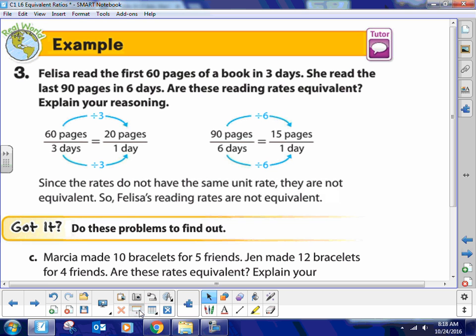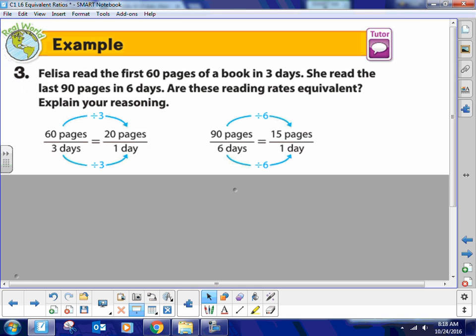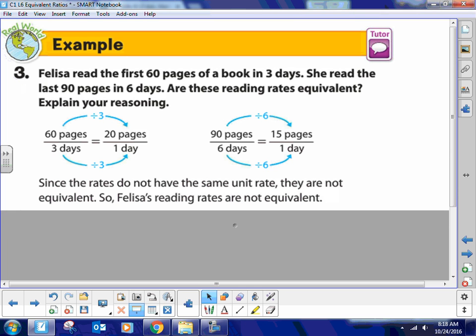We got another example. Felicia reads the first 60 pages of a book in 3 days. She read the last 90 pages in 6 days. Are these reading rates equivalent? Explain your reasoning. They take 60 pages over 3 days, divide everything by 3, and get down to 20 pages in 1 day. They did the same with 90 pages in 6 days and got it down to 15 pages in 1 day. Since the unit rates are not the same, these are not equivalent rates. So Felicia's reading rates are not equivalent.